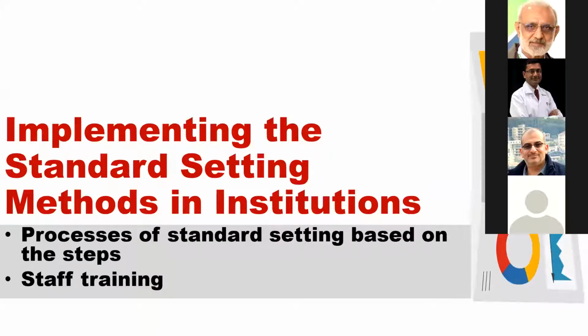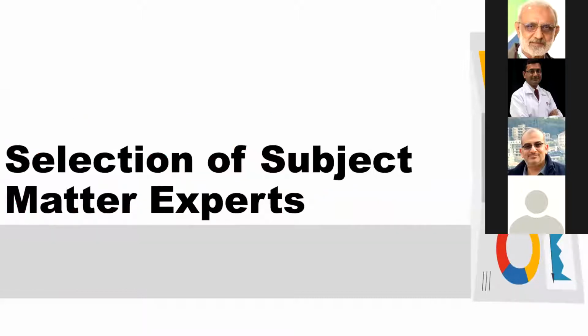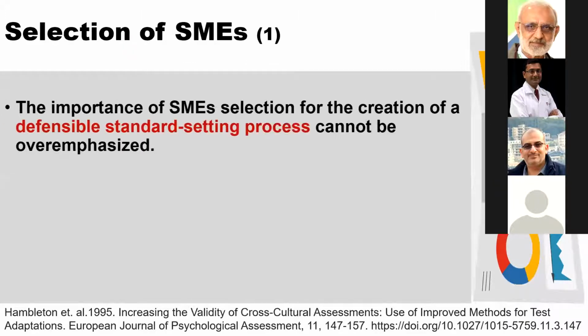Now, implementing the standard setting methods in institutions will go through the process of standard setting based on the steps and the staff training, including how to calculate the Angoff score. First is selection of subject matter experts. As I mentioned earlier, it's the most important step to create a defensible standard setting process.